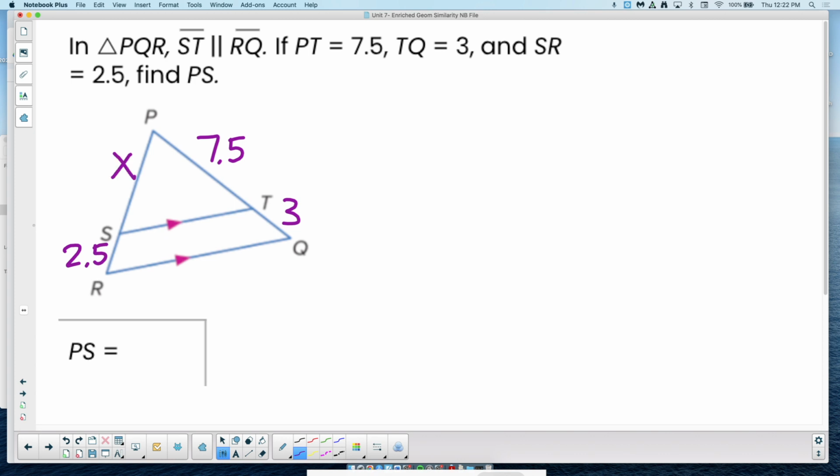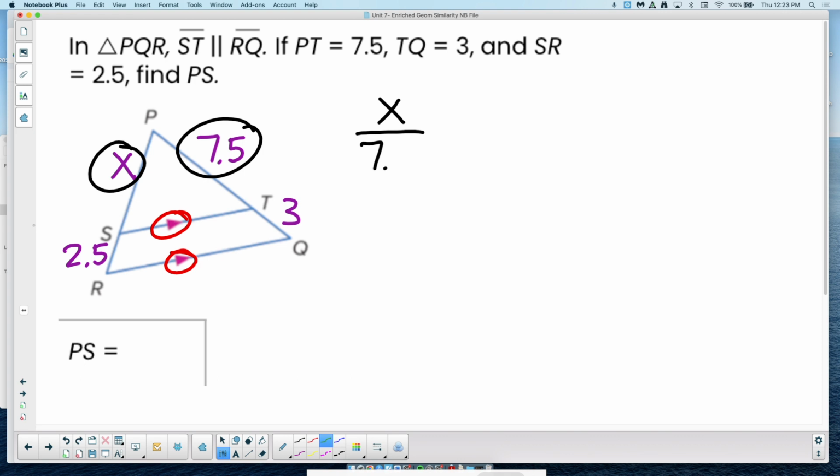So again, we have a big triangle, PRQ, and then we have this parallel line here. So we know our triangle is being split proportionally. You can do it a few different ways. You could go left to right, or up and down. I always like to start with my variable, so I'm going to go X. So X matches what on the right side? 7.5. Now I'm going to set that equal to, come back to the left side, 2.5 over 3.